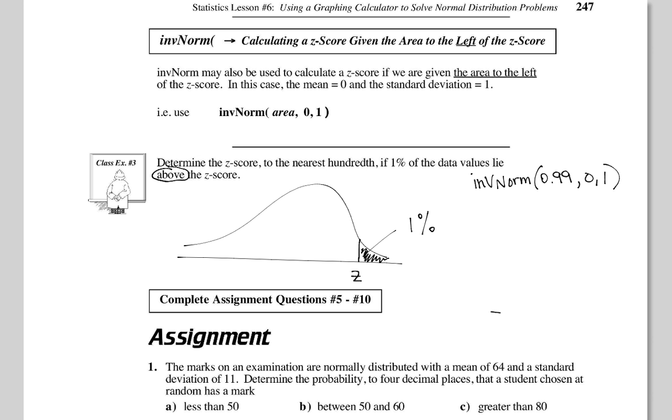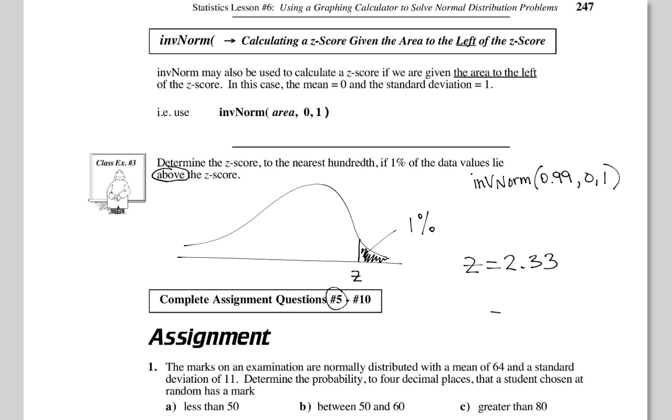Okay, so I go second vars, inv norm, and then it says area. I'm going to put in 0.9901, paste that in there. I got 2.33. Not bad.